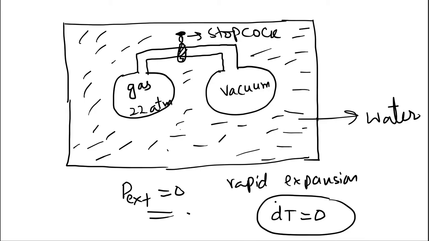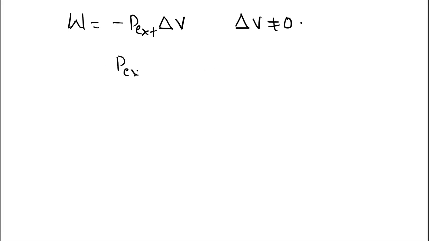Therefore, now let's see here. We know that the work done in this process is negative P external times delta V, and there is an expansion because the gas is now filling the second copper vessel also. Therefore, certainly delta V is not equal to 0. But we know that it is the external pressure against which the gas is expanding. Therefore, P external is equal to 0. Therefore, what is the work done? Work done is equal to 0.